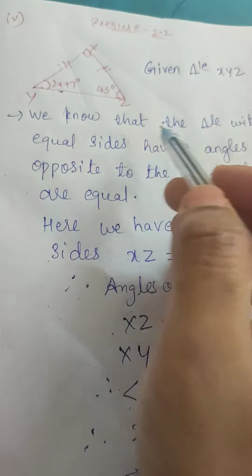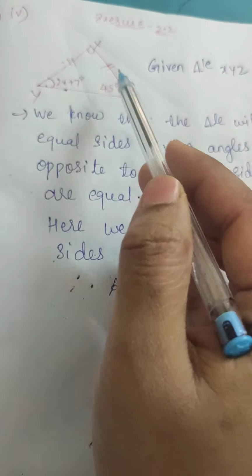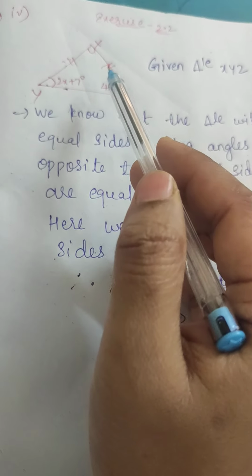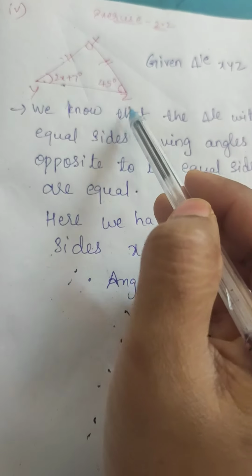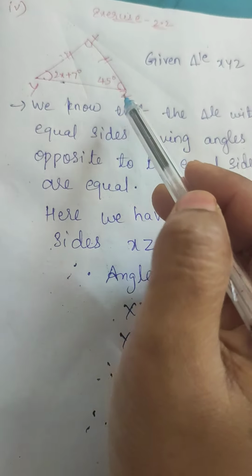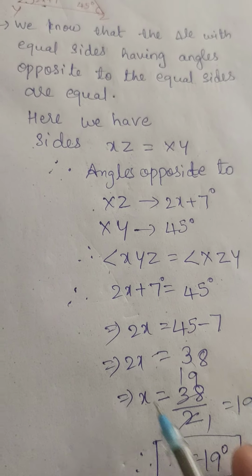Here we are using a very simple concept. What is the concept? If the triangle has two equal sides, then the angles opposite to the equal sides are equal. By using that concept I have found out the value of x here.